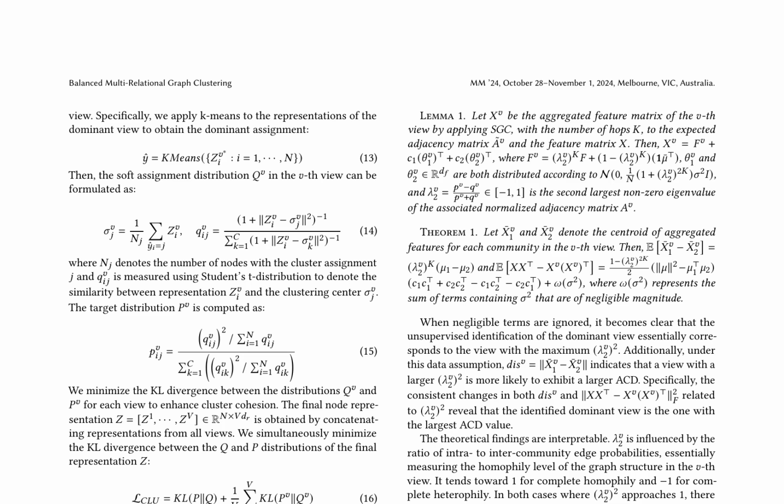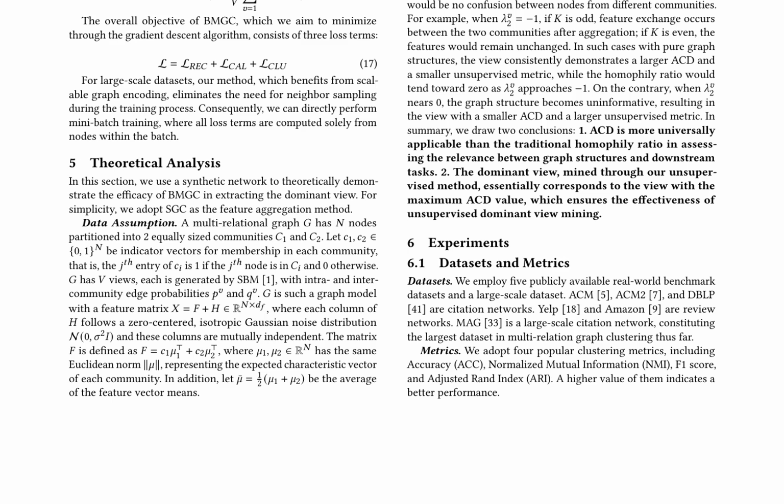Theoretical analysis reveals that BMGC is effective in extracting the dominant view, which corresponds to the view with the largest approximate correlation dimension, ACD, value. This property enables BMGC to accurately identify the underlying structure of the graph.